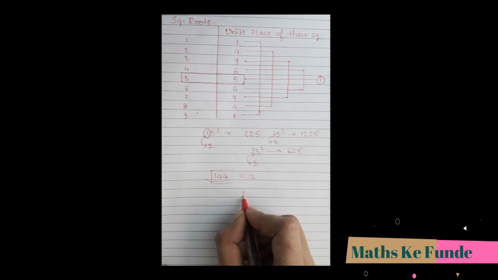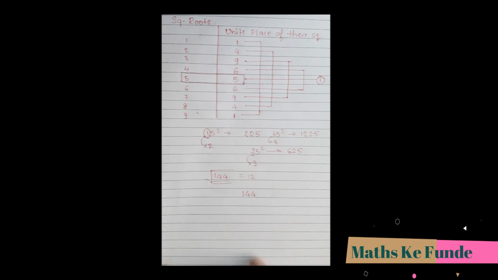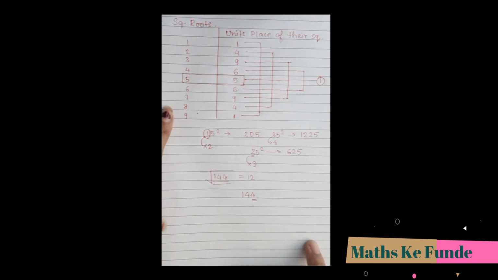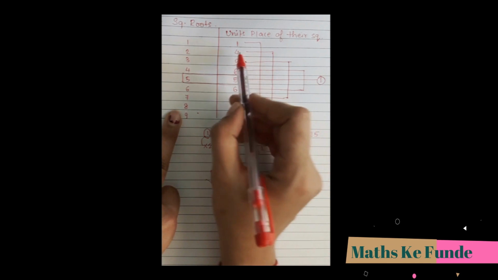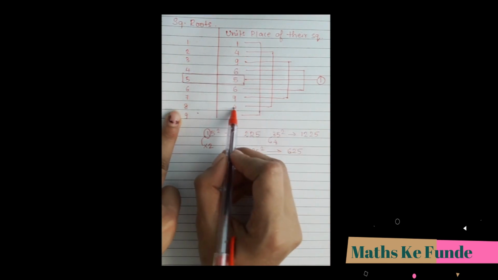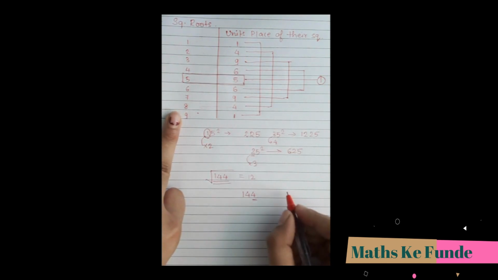So let's take the number 144. What is your step number 1? Observe your units place. What is the units place? It's 4. So let's refer to the chart which we have. Now which number's square ends in 4? It's either 2 or 8. So let's write down: the units place of my square root will be either 2 or 8.